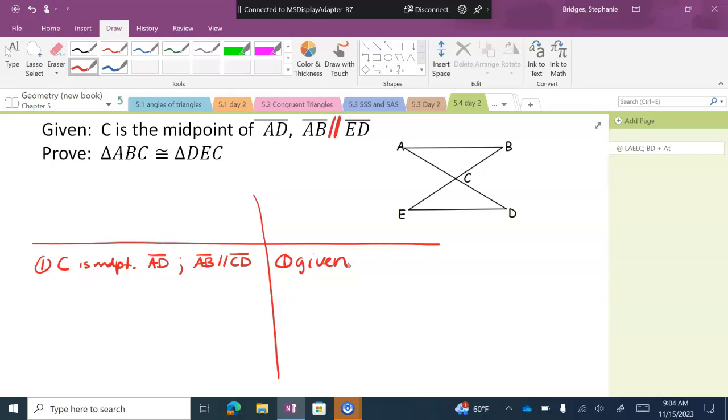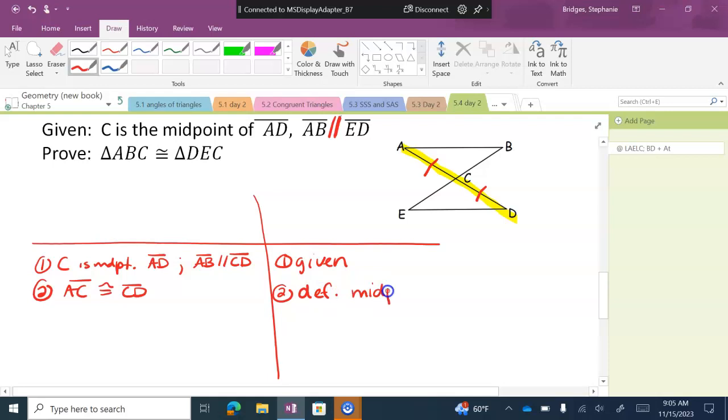Okay, look at your segment AD. I'm going to highlight it so we can see it a little bit better. If C is the midpoint of that, what two segments should be congruent? So we're going to say segment AC is congruent to segment CD. We're going to mark that in our picture. And how do I know they're congruent? Because it told me that C was the midpoint. So that's going to be the definition of midpoint.